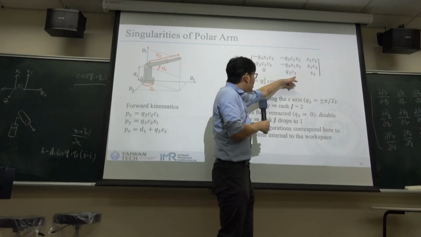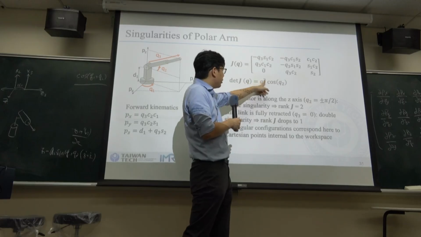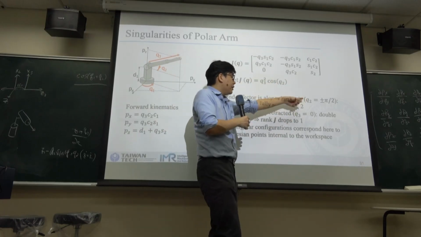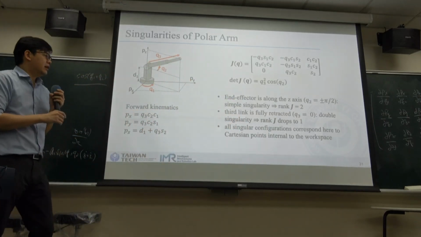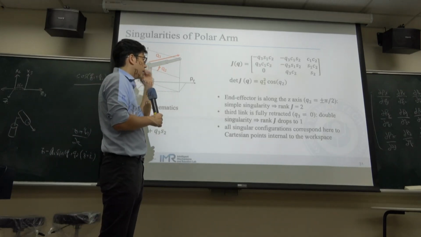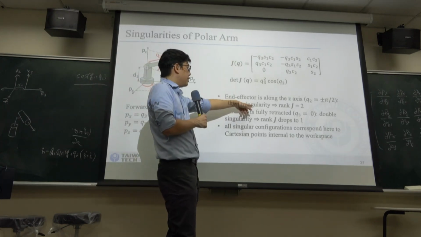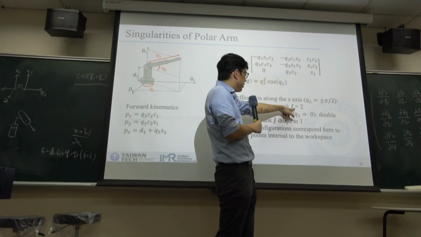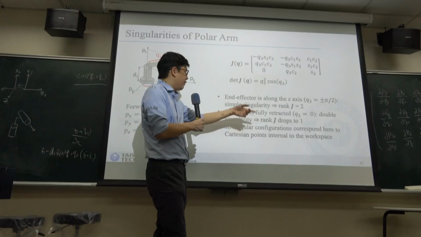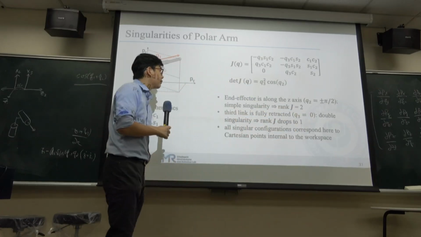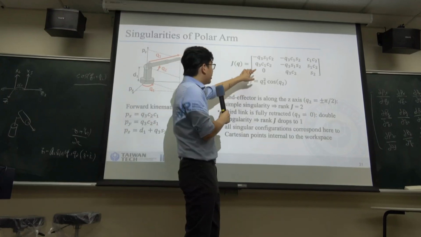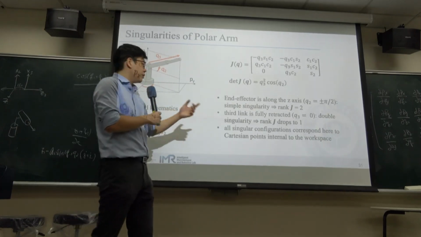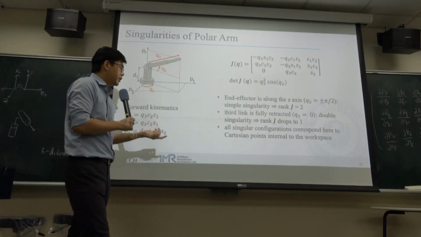So we can see the Jacobian is like this, and we can see the determinant is Q3 squared times cosine Q2. So for cosine Q2 equal to 0, we'll get plus and minus 90 degrees. So for a simple singularity, it means that the rank of this Jacobian is normally 3. If it drops to 2, it will be a simple singularity. And if it drops to 1, it means that Q3 equals 0. So if you see Q3 equal to 0, two columns will always be 0, so the rank will drop to 1. So all the singular configurations correspond to points internal to the workspace.